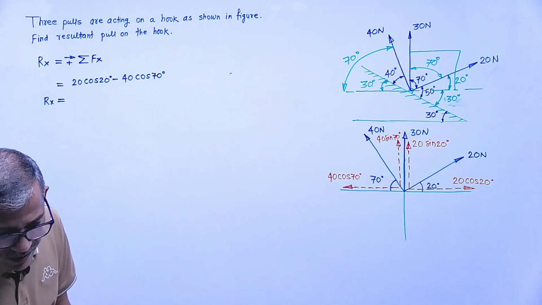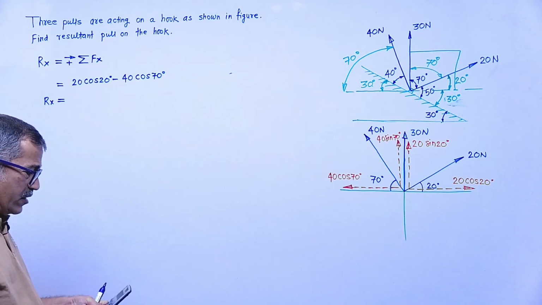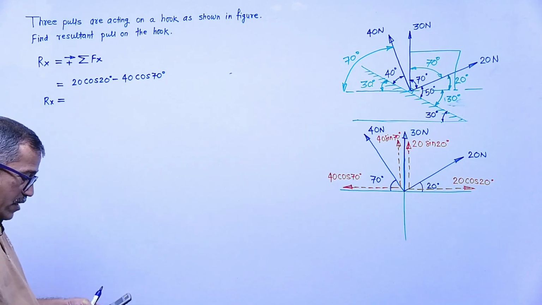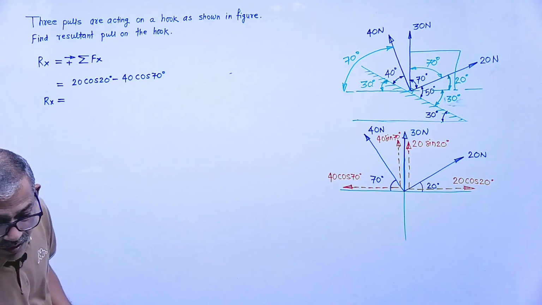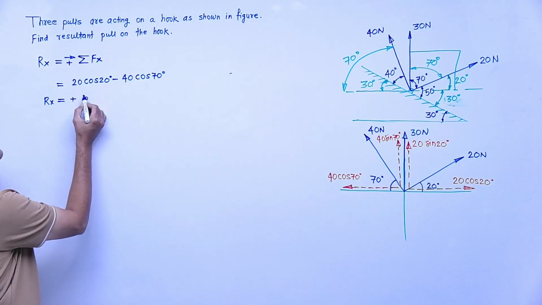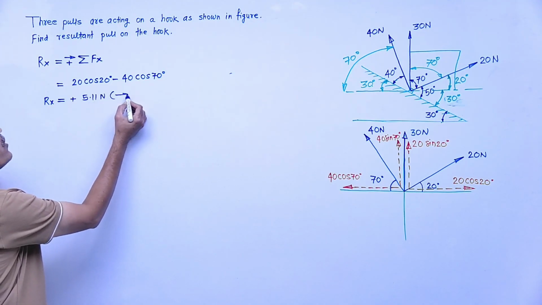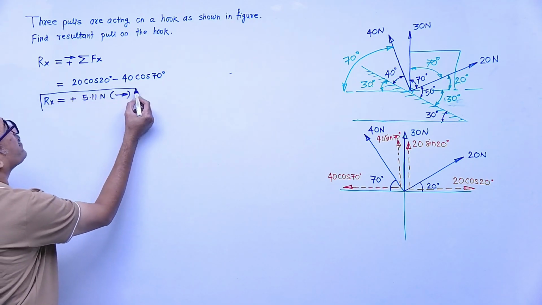I have a calculator, I will calculate. 20 cos 20, you also calculate, minus 40 cos 70. So the answer is 5.11, a positive answer. Answer is what? Positive, 5.11. Positive answer represents what? The component is in rightward direction. This is Rx.